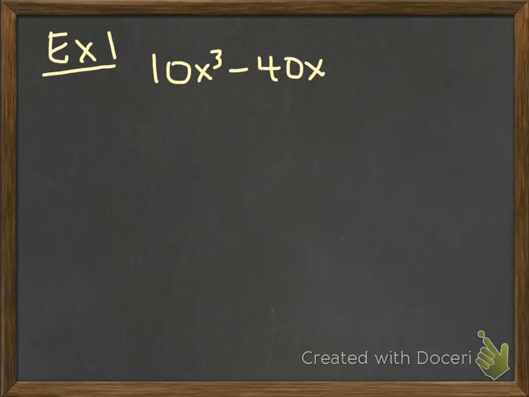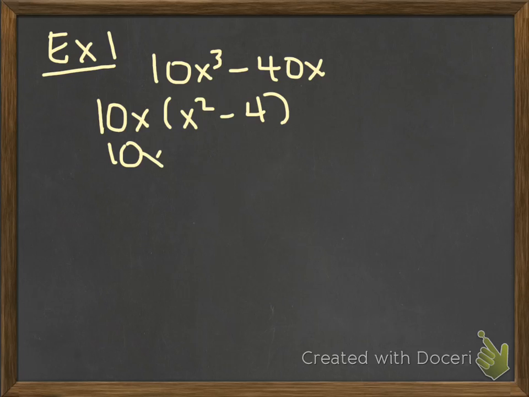Okay, example 1, 10x to the third minus 40x. Step 1, look for the greatest common factor. The greatest common factor, the number I can pull out is 10 and the letter is x. That leaves me with x squared minus 4. Inside the parentheses we have two terms, so we have to see if that's a difference of squares. X squared is a perfect square, 4 is a perfect square, and there's a minus in the middle. So that is a difference of squares.